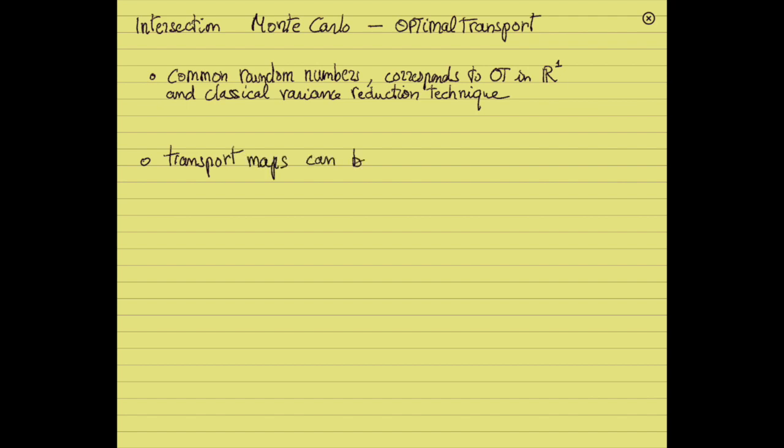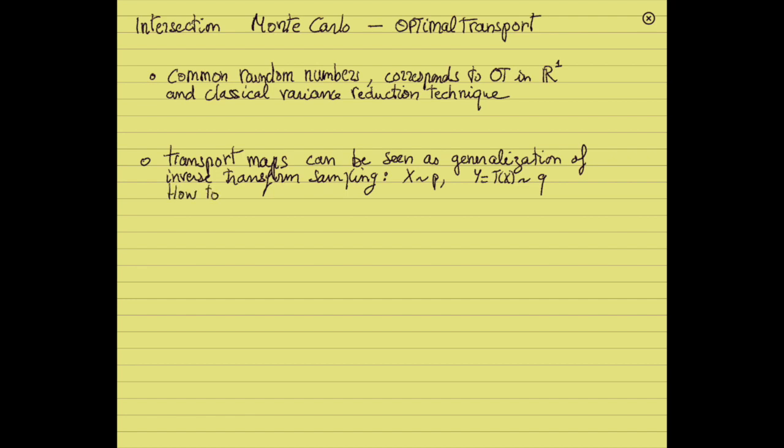Second point is that transport maps can be seen as a generalization of inverse transform sampling, in the sense that transport maps are defined as maps that transform x following p into a variable y that would follow q. But then, of course, there are questions on how to find transport maps that are useful in the setting of Monte Carlo. We've just discussed this in the previous slide. So maps T that can be perhaps parameterized and learned from experiments.